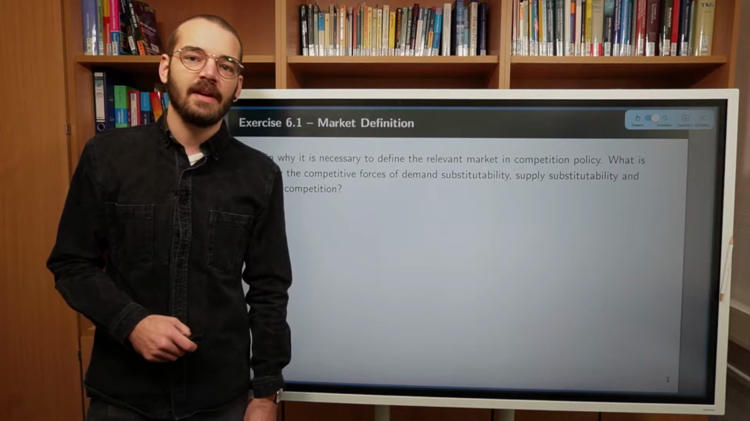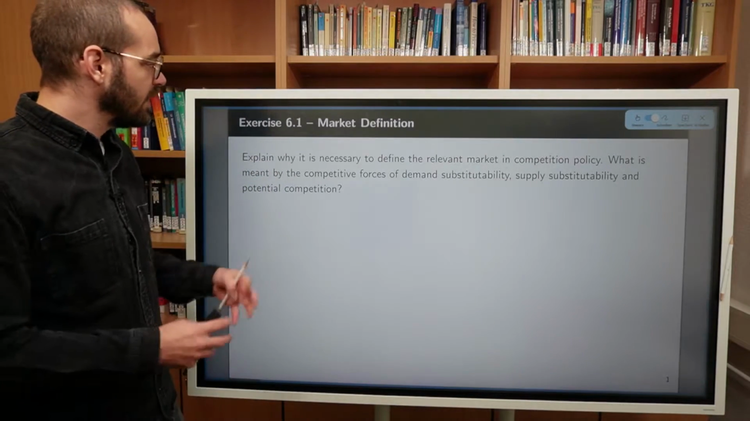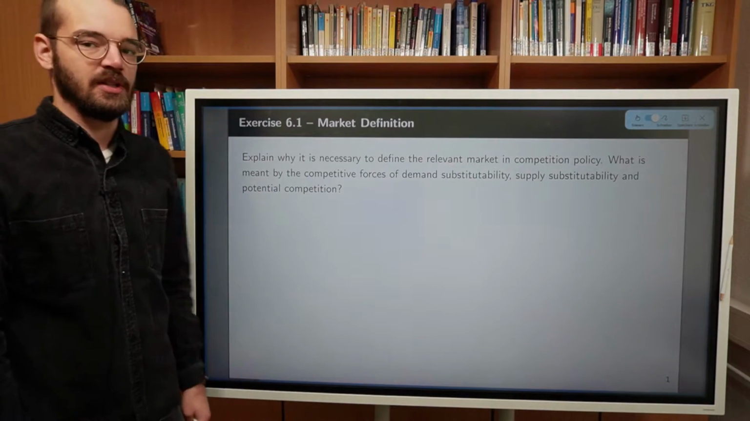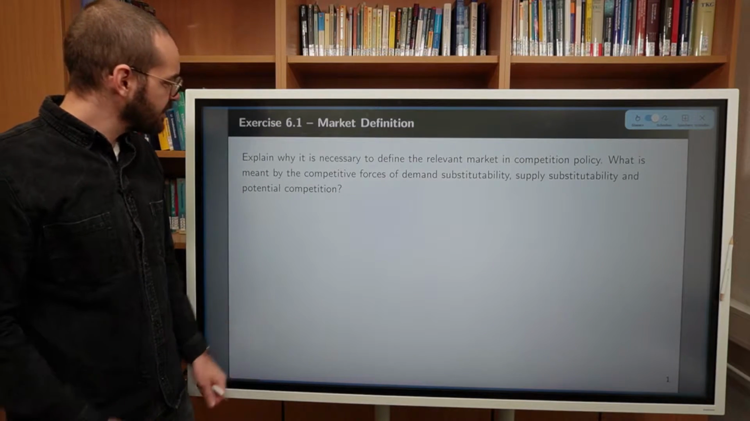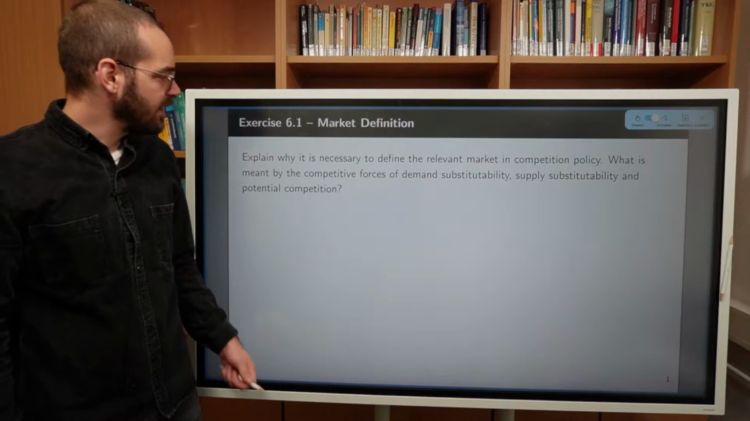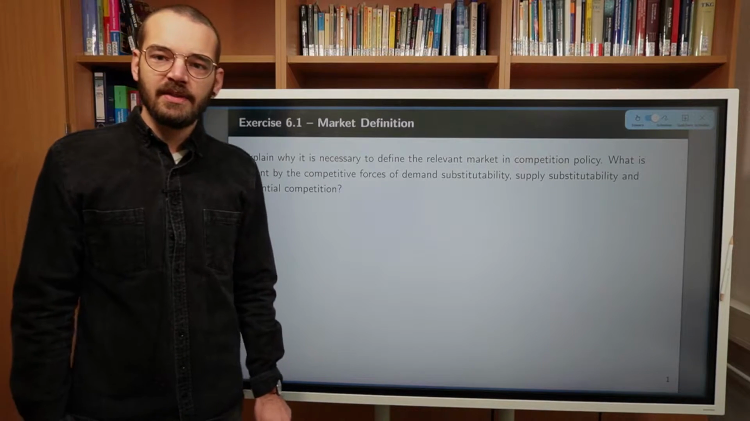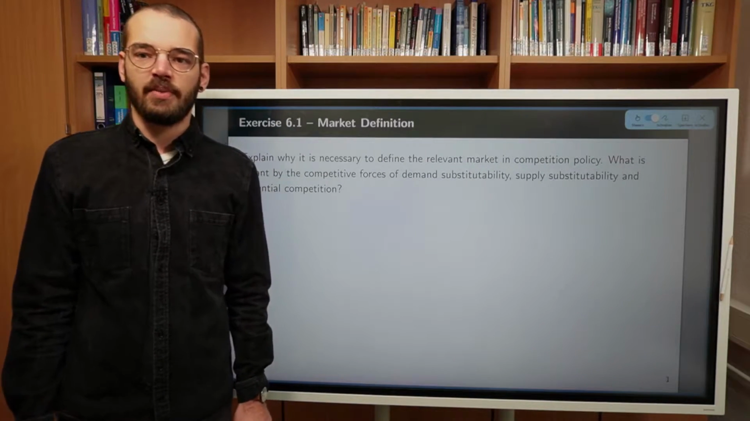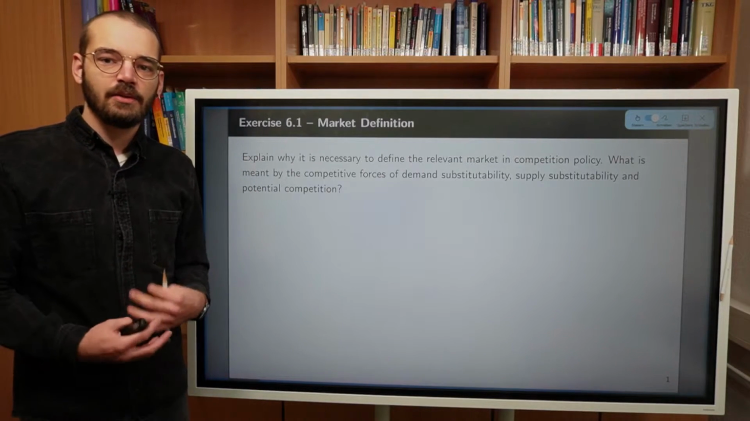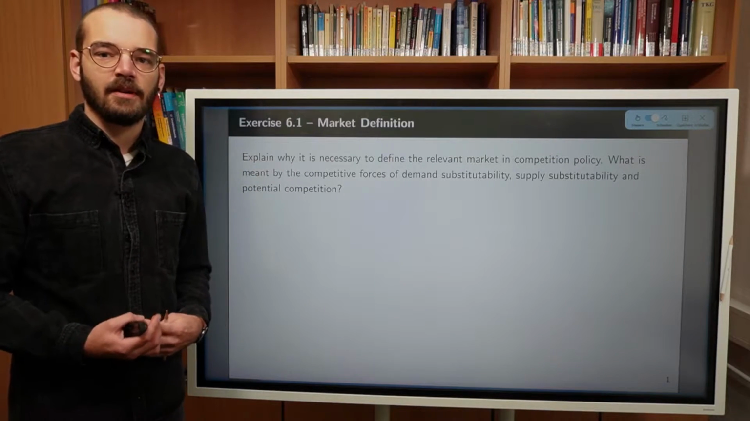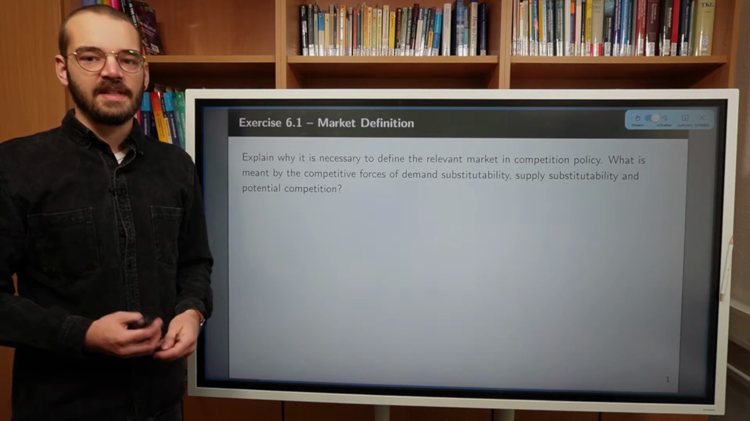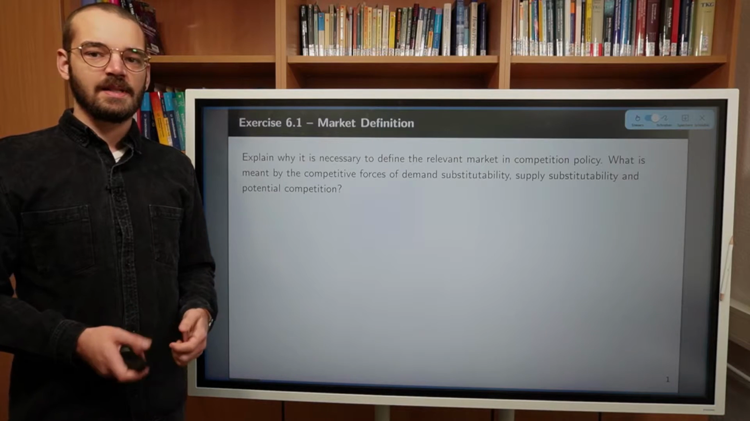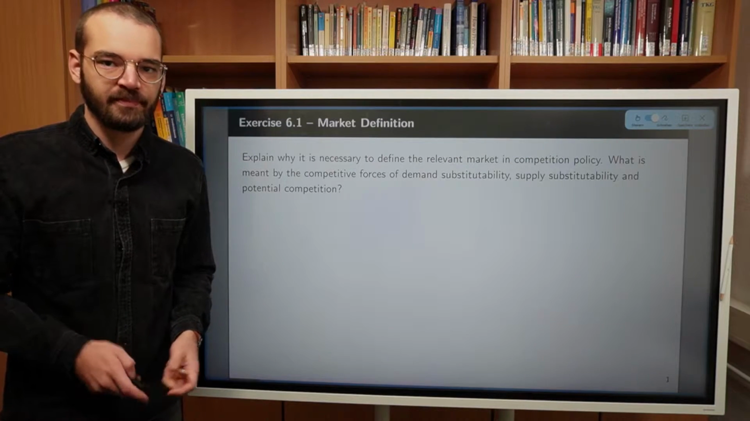In exercise 6.1, market definition, we are going to talk about the necessary vocabulary and the necessary constructs that we need to understand in order to understand market definition and this whole topic. In this first exercise, we are asked to explain why it is necessary to define the relevant market in competition policy. We are after that going to talk about what is meant by the competitive forces, demand substitutability, supply substitutability, and then last but not least, potential competition.